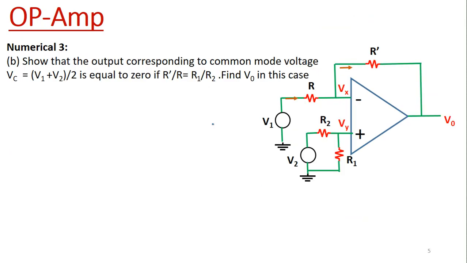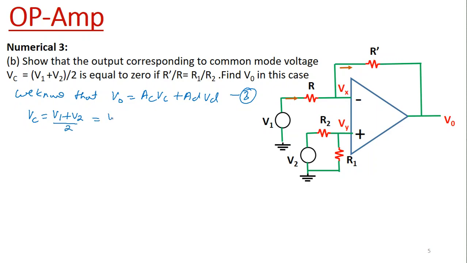Now we are going to solve the B part of this question. For this, we know that the output voltage is given by AC VC plus AD VD. This is equation number 3. So AC is the common mode gain, VC is the common mode voltage, AD is the differential gain, and VD is the differential voltage. VC is already given in the question, that is V1 plus V2 by 2, which is equal to V1 by 2 plus V2 by 2.